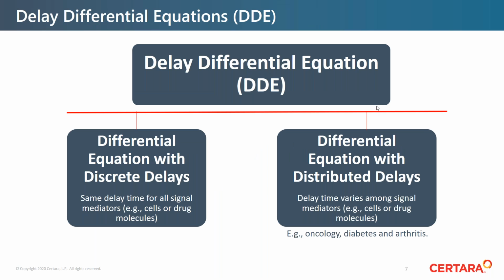There are two types of delay differential equations. One is with discrete delay, and the other is with distributed delay. For the discrete delay approach, it's assumed that there is the same delay time for all the signal mediators, such as cells or drug molecules, depending on what you are trying to model. While for distributed delays, the delay time varies among the signal mediators. This is particularly relevant in modern therapies such as oncology, diabetes, and arthritis.